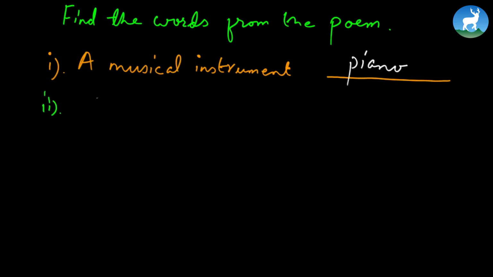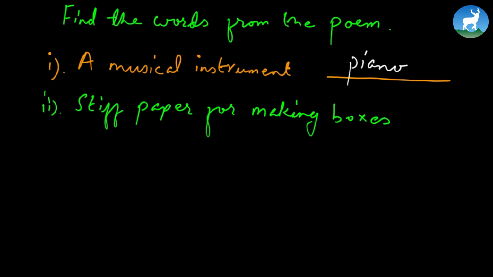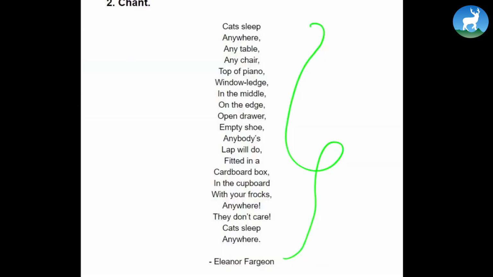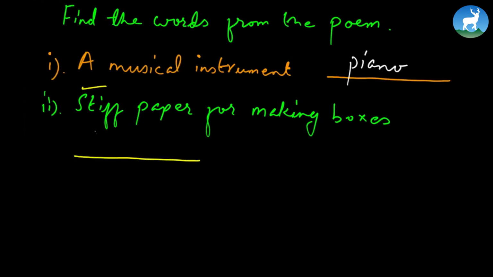Number 2, stiff paper for making boxes. What do you call a stiff or somewhat hard paper used to make a box? Such paper is mentioned in the poem. Let's check it out. Yes, it does mention it. And there you go, a cardboard box. So you can write it as cardboard. It's a hard paper, and it's right in the poem.